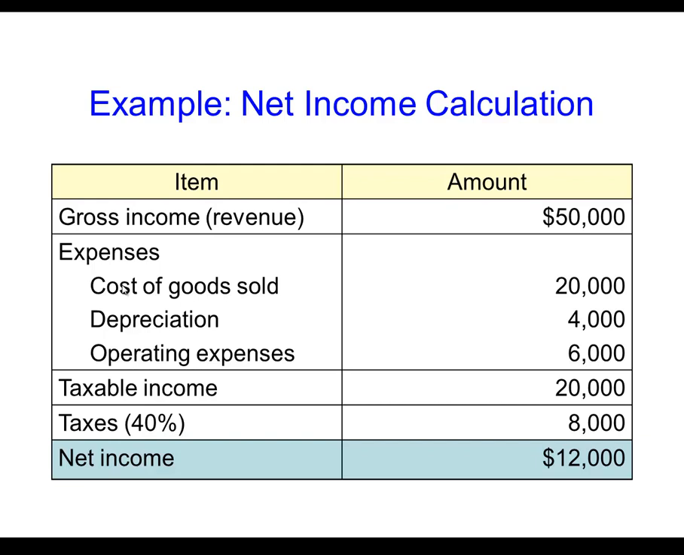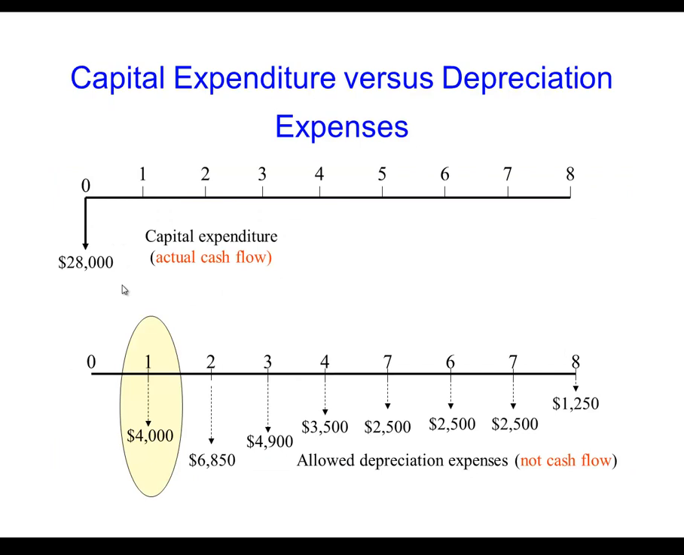So although you saw money going back and forth, maybe like 50,000 or 20,000, and you think that you are getting the 50,000, that's not true, because after you subtract all the expenses that you have and pay your taxes, you are left with the net income that is considered as your profit. This figure shows a comparison between cash flows, which is the capital expenditure, and the allowed depreciation, and that's not considered as cash flow.